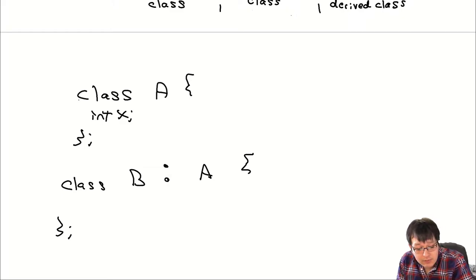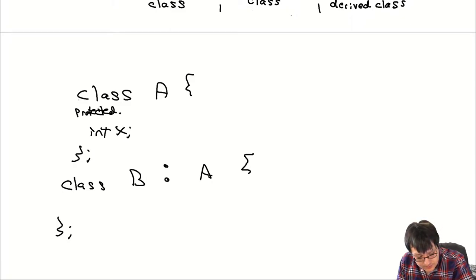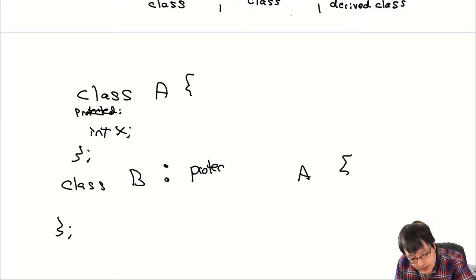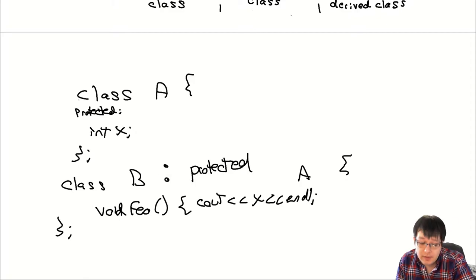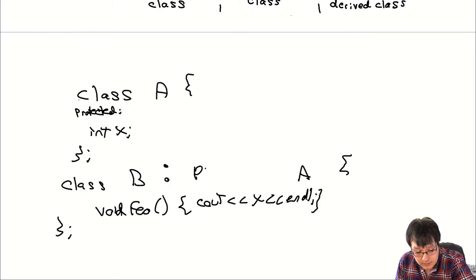So even if I go in here and add the keyword protected, I'm still inheriting privately. If I want to inherit with the same functionality with protected, I could list protected here. And then, yes, I will be able to access X here. So if I have a function here called void foo, and then here I say cout X, then this will work just fine. However, if I put public here, this will also work fine. So what is the difference?